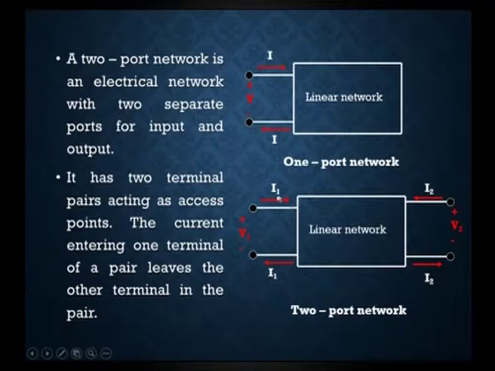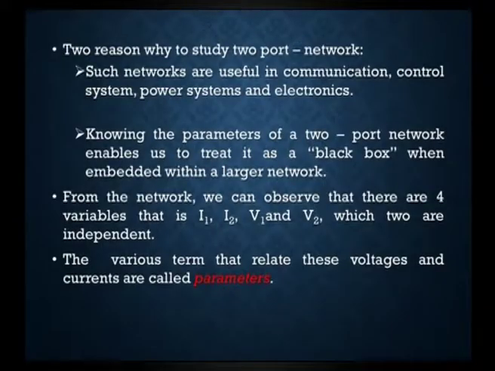Just for now we need to know that there are 4 parameters in a two port network, that is V1, I1 and V2, I2. The various terms that relate these voltages and currents are called parameters. These 4 variables, I1, I2, V1 and V2, are independent. They are not dependent on anything, and they are called variables.